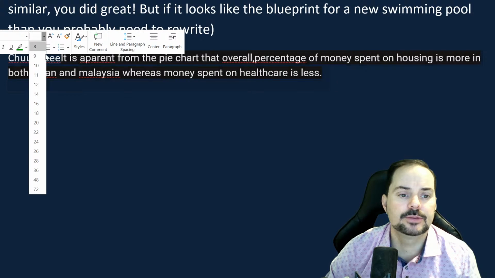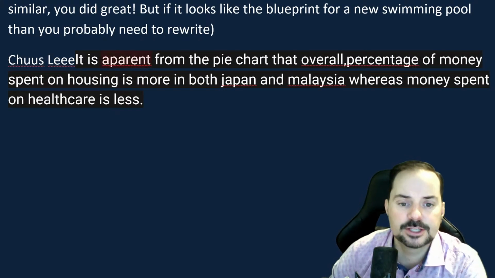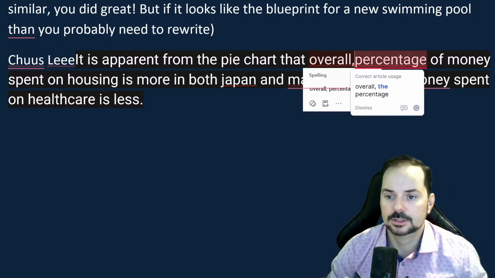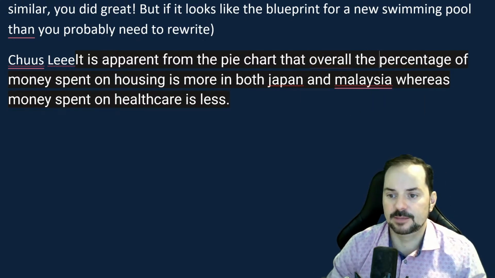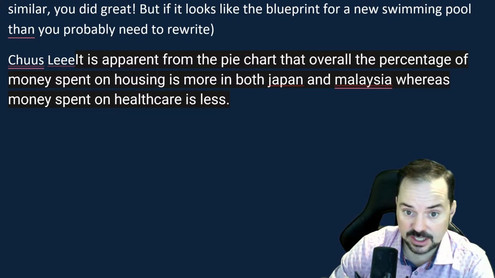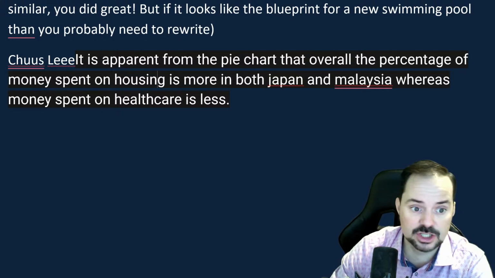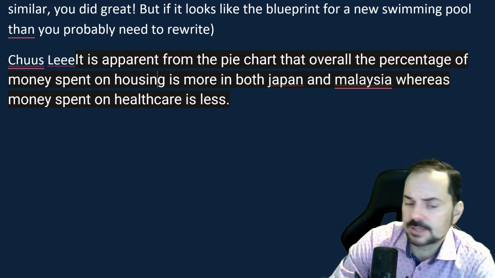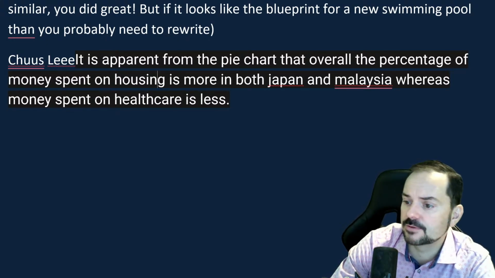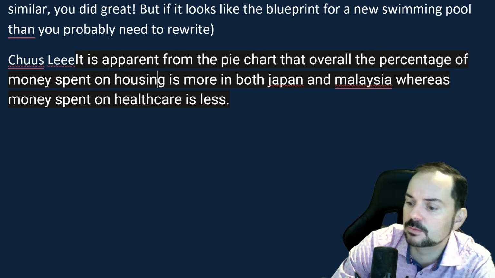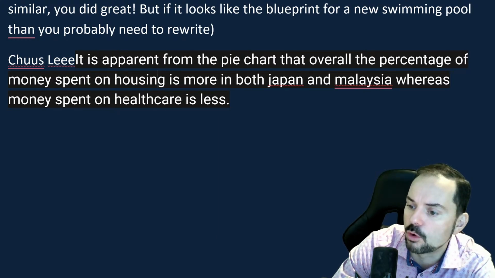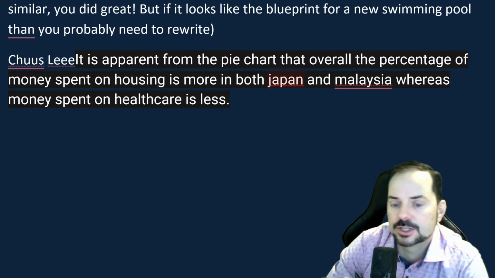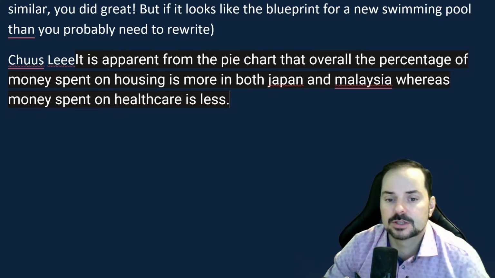So Choose Lee writes, it is apparent from the pie chart that overall the percentage of money spent on housing is more in both Japan and Malaysia, whereas money spent on healthcare is less. That's not a bad start, Choose, for your overview. You definitely want to write a bit more.